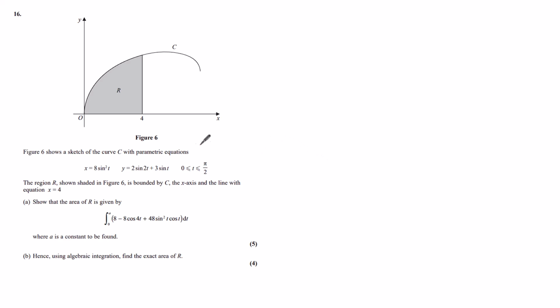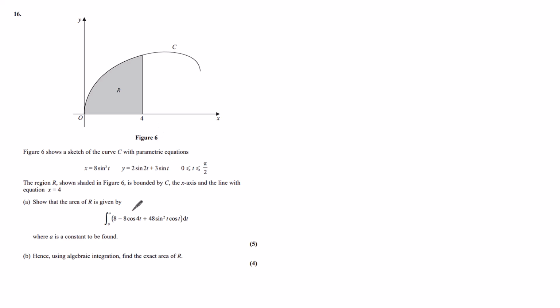Question 16. Figure 6 shows a sketch of the curve C with parametric equations x equals 8 sine squared t and y equals 2 sine 2t plus 3 sine t, where t is between 0 and pi over 2. The region R, shown shaded in figure 6, is bound by the curve C, the x-axis, and the line with equation x equals 4.